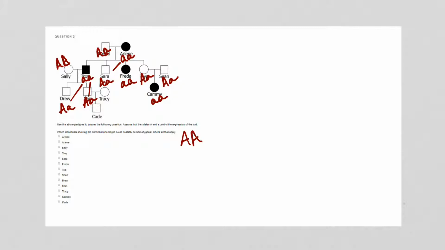Okay, and then if we look at Tracy, we don't know any other information about her other than the fact that she has at least one capital A and she doesn't have a child with the disorder. So it is possible she's also capital A. The child, Cade, could also be two capital A's. So our answers here are going to be Sally, also Tracy, and Cade. Those are the ones that have the possibility of being capital A, or homozygous dominant.